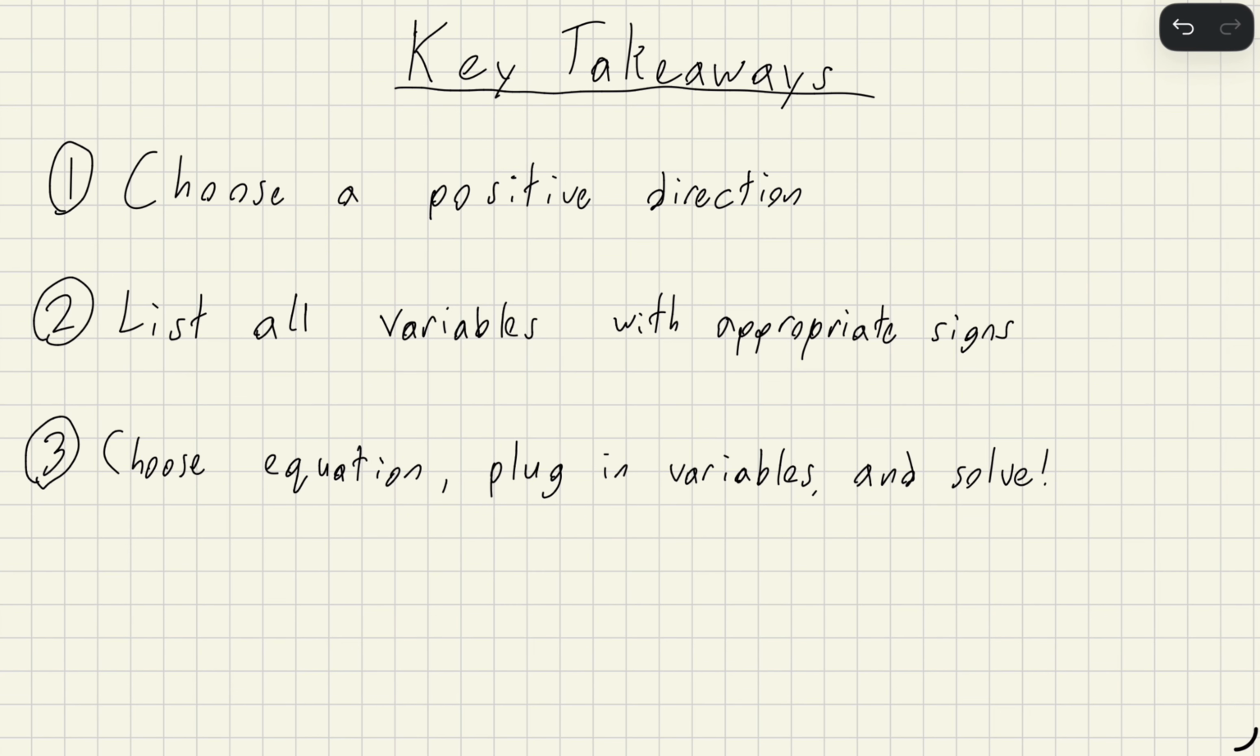The key takeaways for this video for solving free fall motion problems are: first, you choose a positive direction. Generally with free fall motion, up is positive, but you could choose down if it's more convenient for the specific problem. Second, you list all of the variables you have, and you give them the appropriate signs to match the direction that you already chose. Finally, you choose your kinematic equation, you plug in your variables, and you solve.